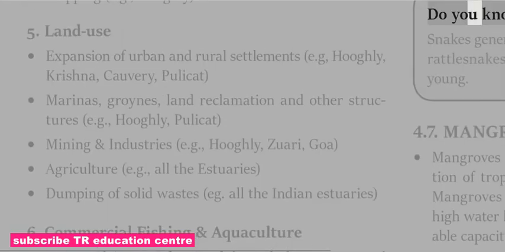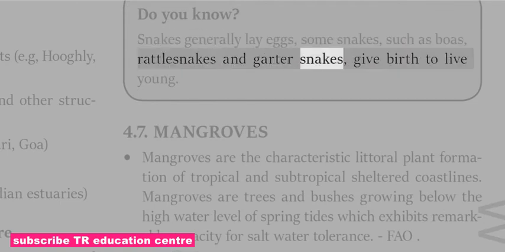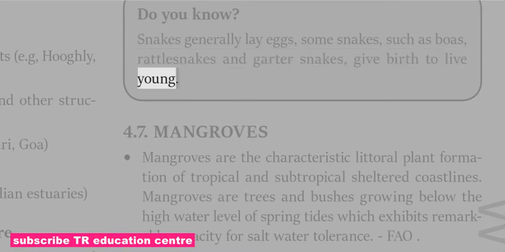Do you know? Snakes generally lay eggs. Some snakes, such as boas, rattlesnakes and garter snakes, give birth to live young.